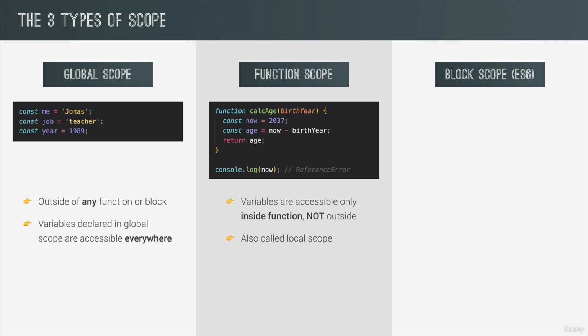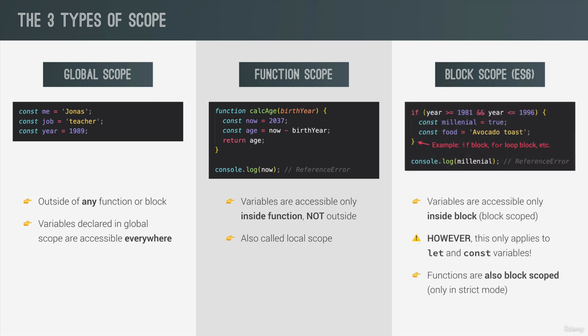Now, traditionally, only functions used to create scopes in JavaScript. But starting in ES6, blocks also create scopes now. And with blocks, we mean everything that is between curly braces, such as the block of an if statement or a for loop.